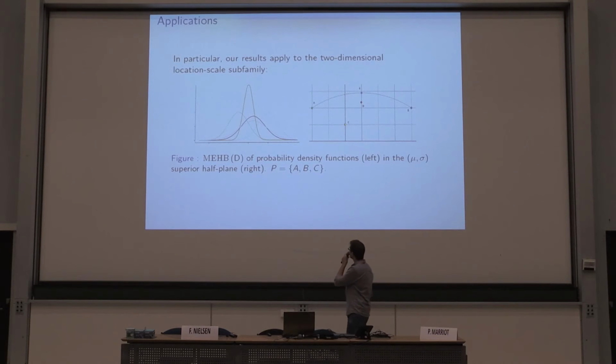So here is a little example with just two-dimensional location-scale families. On the right, this is the mu-sigma plane coordinate, a half plane. And on the left, we have a representation of each point as a distribution. And so we see that, for instance, the pink curve lies on the geodesic between the green and blue ones. And we can notice that it has a slightly greater standard deviation. And in red is the center of the MEHB of the 3 points.